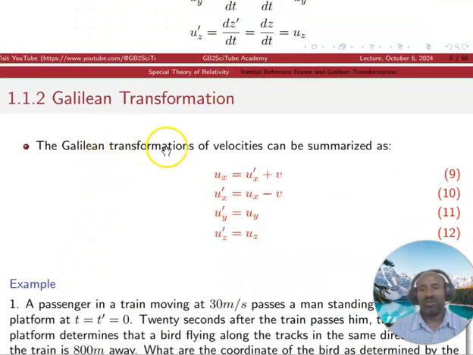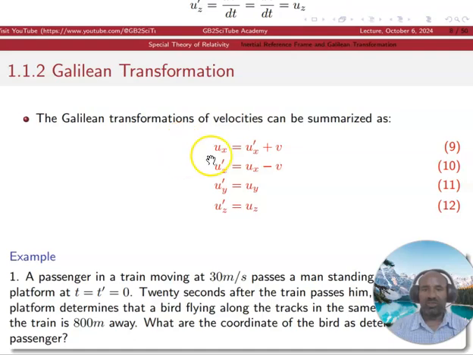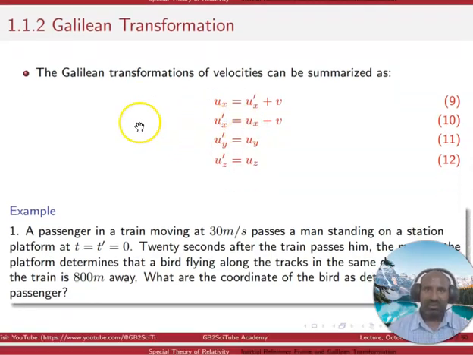And so the Galilean transformation of velocity can be summarized as follows. Here u is the same as v, since we are talking about velocity. So ux is equal to ux prime plus v, and ux prime is equal to ux minus v, which is the inverse of the other. So let us see examples.